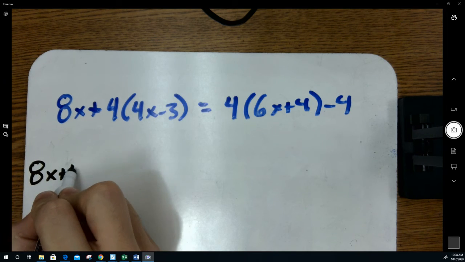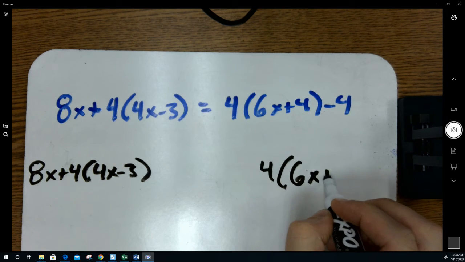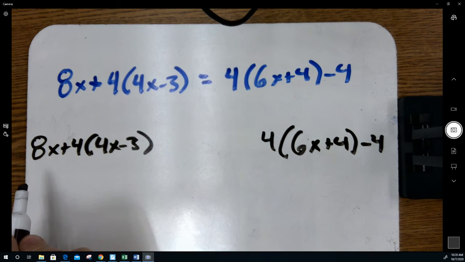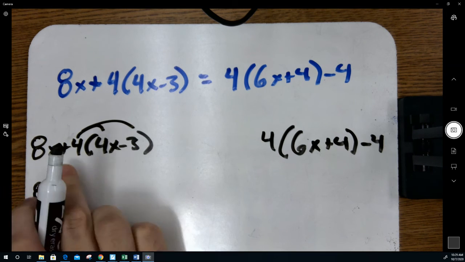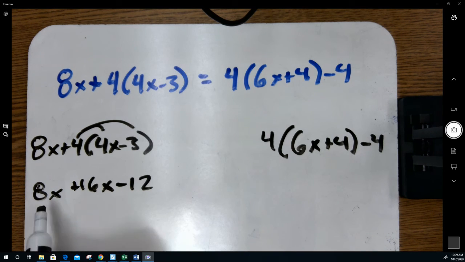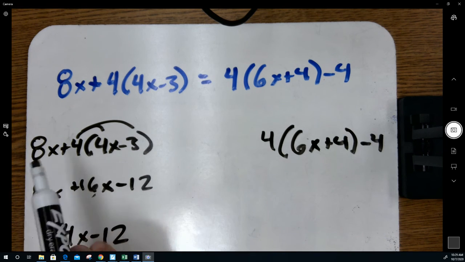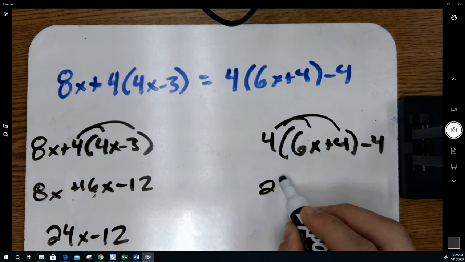Separate the sides as much as you can visually, right? And then that way you can do, okay, so 8x stays, distribute, plus 16x minus 12, combine your like terms, 16 plus 8 would be 24, right? If you take it one side at a time, it doesn't look so bad. You distribute and then you combine like terms and then you're good. Same thing here. Distribute on this side.